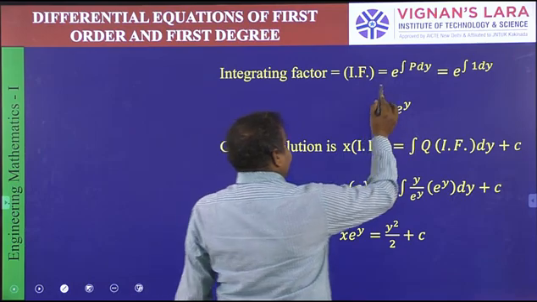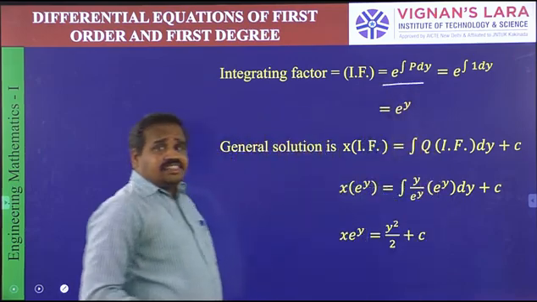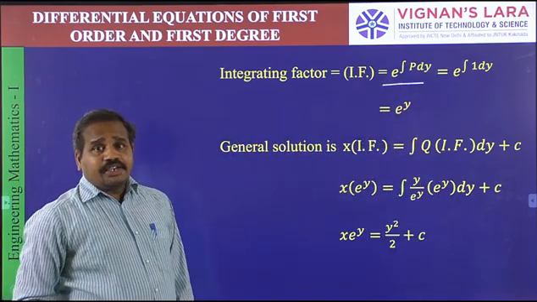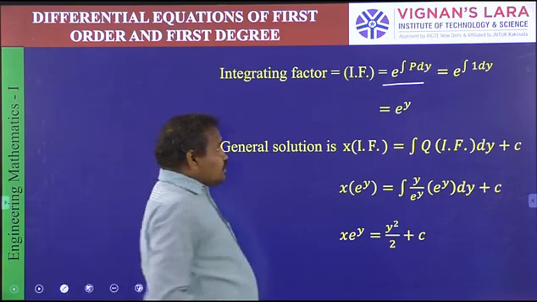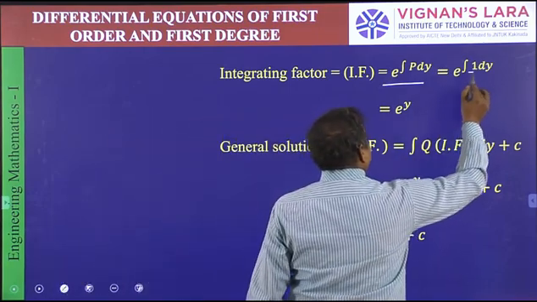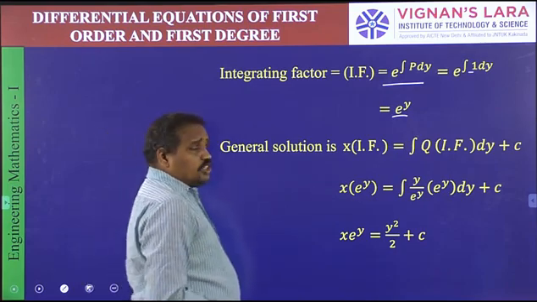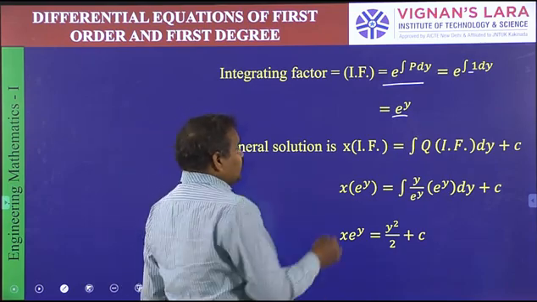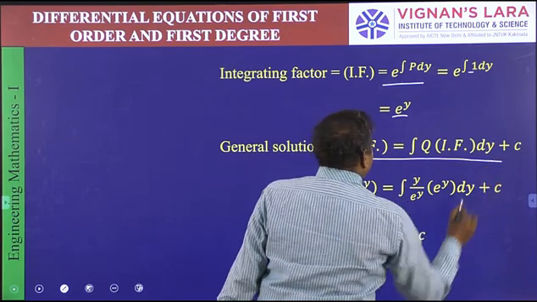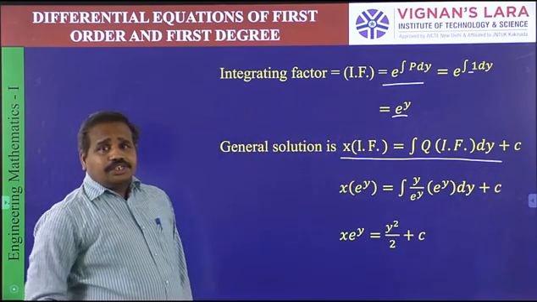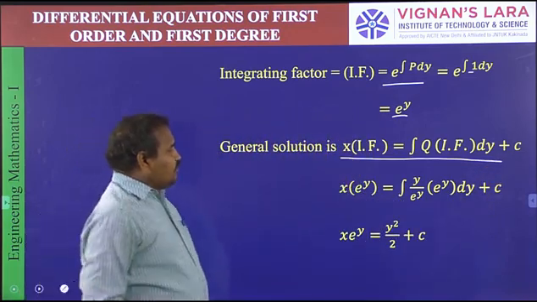Now calculate the integrating factor. For linear in x, the integrating factor formula is e power integral p dy. What is the value of p? 1. The integration of 1 with respect to y is y. So it is e power y. Now the general solution. What is the general solution formula? X into integrating factor is equal to integral q into integrating factor dy plus c.